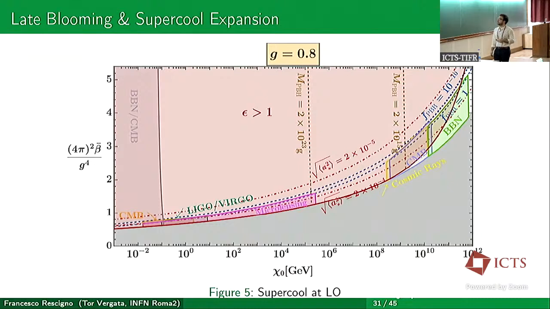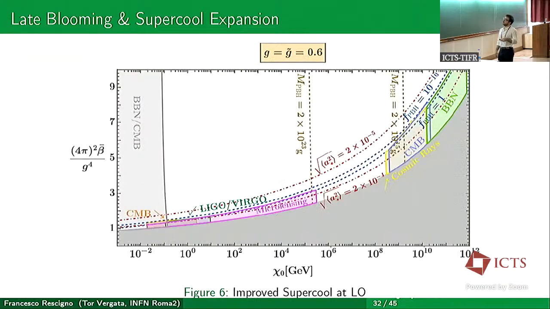Here are the same results, but using the supercooled expansion at the leading order. And as you can see here, this red region is the region where epsilon is larger than 1. In this red region, the supercooled expansion is unreliable, unless there is a large number of degrees of freedom coupled to the flat direction. In that case, the cubic term can be treated as a perturbation, despite epsilon being of order 1. And in that specific case, this region is still viable with the supercooled expansion.